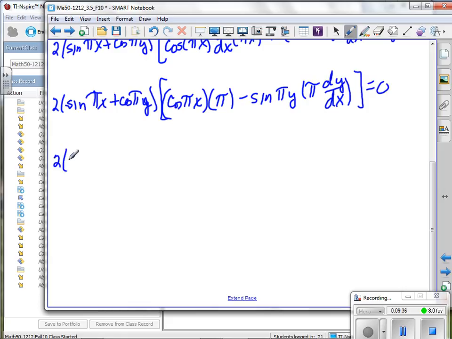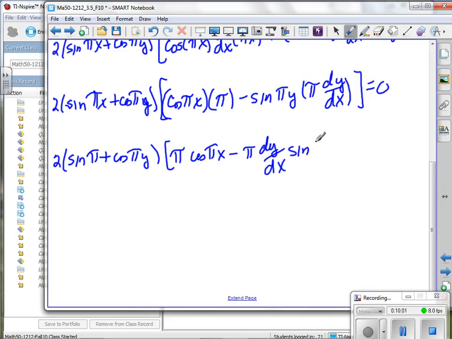So I've got 2 sine pi x plus cosine pi y. I then have, I'm going to make it pi cosine pi x, so I don't get confused with what that represents, minus pi dy dx of sine pi y. Now, to make this even clearer, it would be helpful if we put parentheses around this, to help you understand that this is another function. I'm going to solve for dy dx.